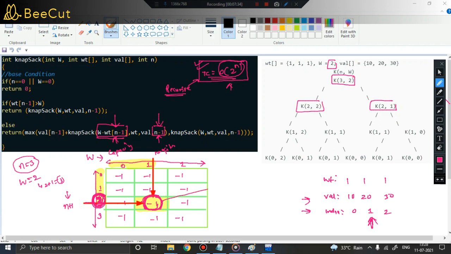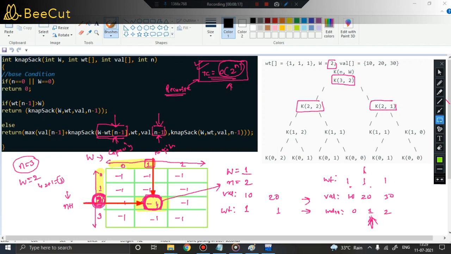So whenever I am in this cell, my problem will look like I have a knapsack of capacity how much? 1, because you see this cell is under this column. So knapsack of capacity 1, and number of items you have is 2 items. Your value array will be, 2 means which index? This first index, means you will be taking 10 and 20, all the elements from the starting till this index. Your weight array will consist of all the elements till this index position, 1 and 1, right?